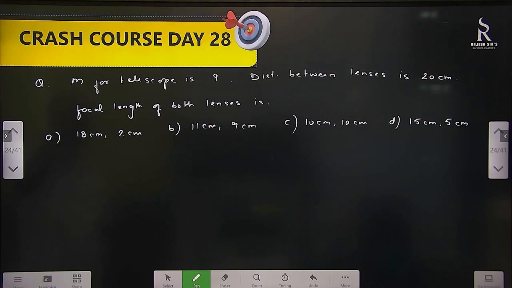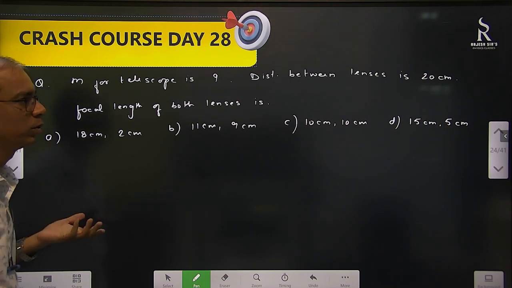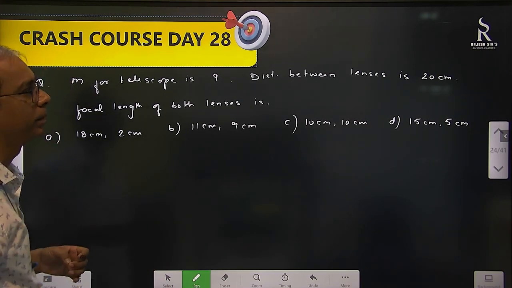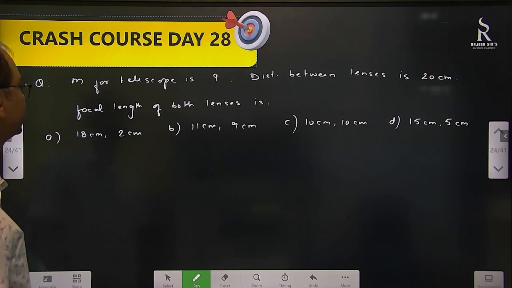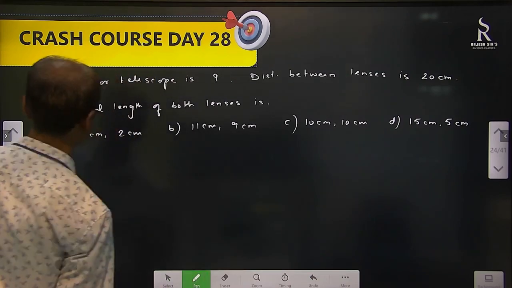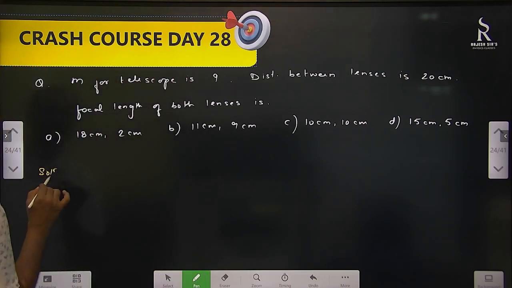Okay, see then. Magnification for telescope is 9. Distance between lenses is 20. Focal length of both lenses is? This is an objective question. What to do? M for telescope is given. Now which one it is, we don't know, whether the image is forming at D or image is forming at infinity. We have no idea. Distance between lenses is 20 centimeters, that means length of telescope. Now both we have to check.